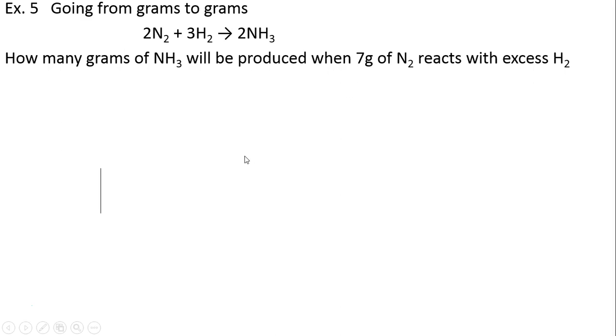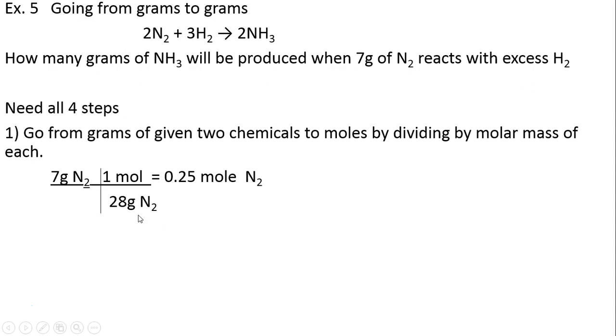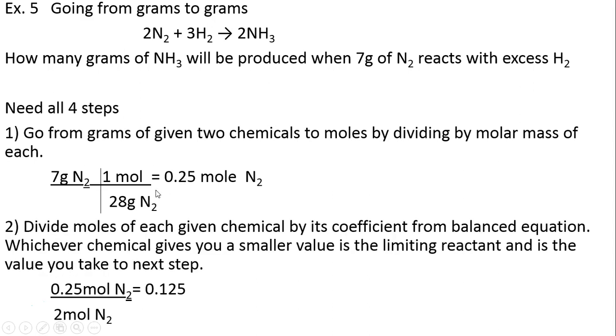So I'm going to take that 7 grams they give me, use my T-chart, divide by the 28 grams of nitrogen to get my moles. So notice just 1 chemical, not 2 chemicals like the previous examples. Then divide by the coefficient, which is 2, and get 0.125. Do I need to know what a limiting reactant is? I already know. So once again, if this was a limiting reactant question, you would have 2 different values and you'd go with the one that's smaller.